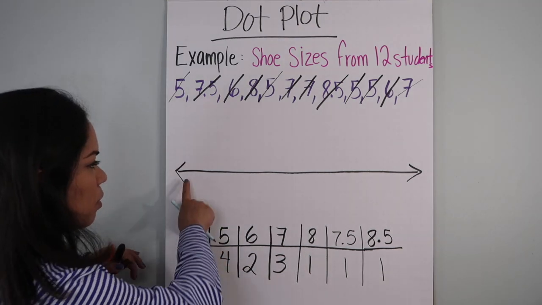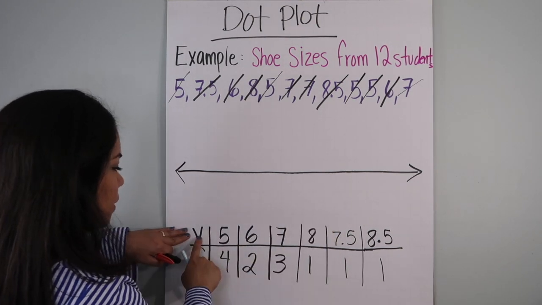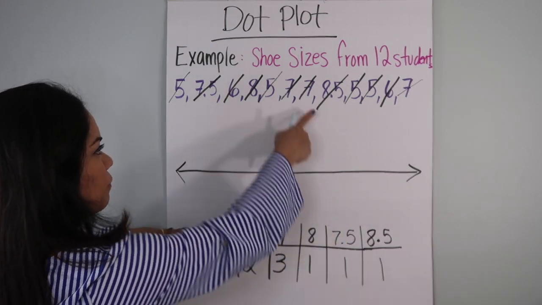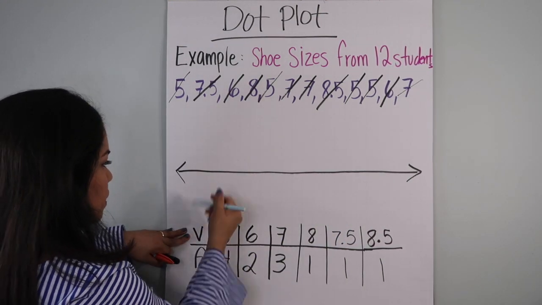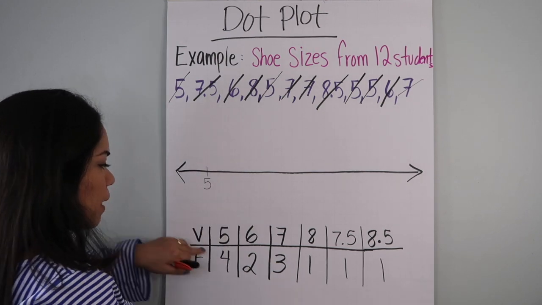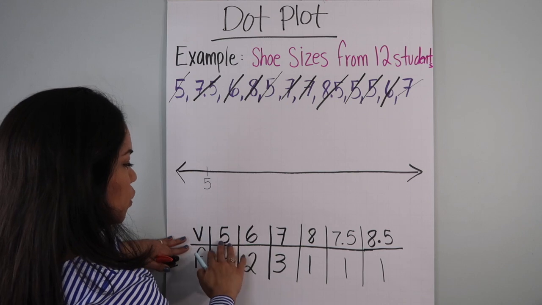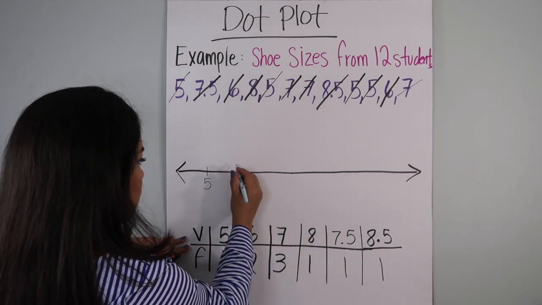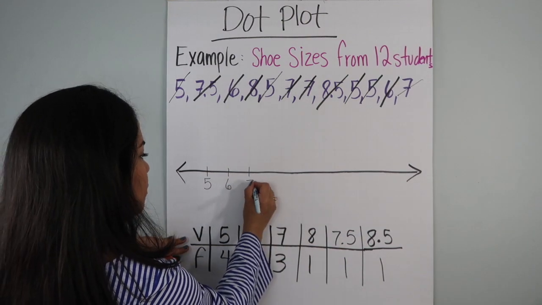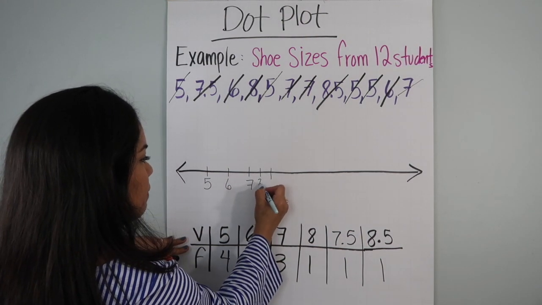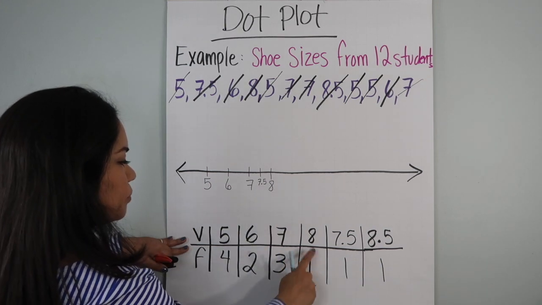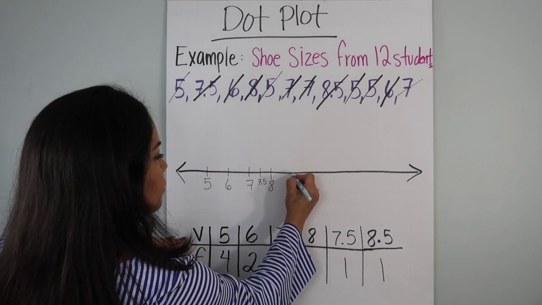Now I'm gonna label my number line with the values that I have. These values are from this list. So I'm going to start with 5 and go in order from least to greatest. So 5, 6, 7. Here will be 7.5. Here's 8, and then 8.5.